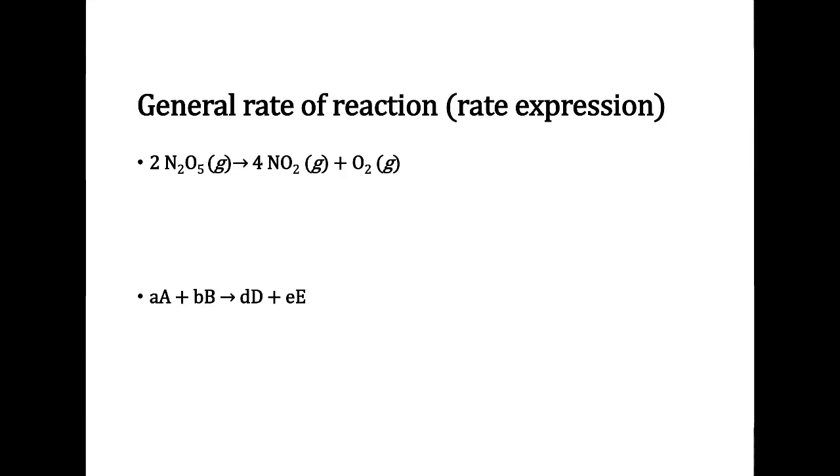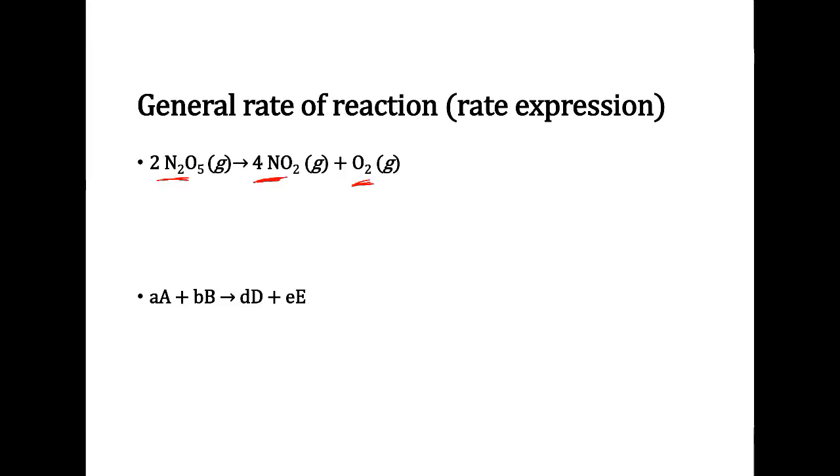So let's go on to talk about how we can write a rate expression for this general rate of reaction. So if we had 2 moles of dinitrogen pentoxide going on to form 4 moles of NO2 and 1 mole of O2, we could say that 2 moles of dinitrogen pentoxide disappear for every 4 moles of nitrogen dioxide that's formed, and 2 moles of dinitrogen pentoxide disappear for every 1 mole of oxygen that's formed.